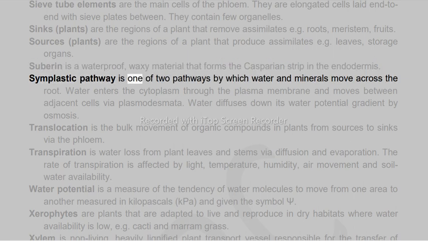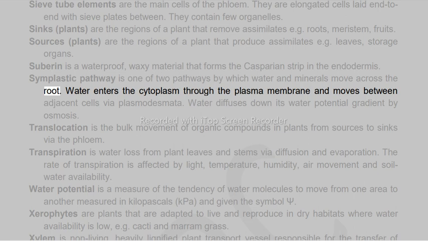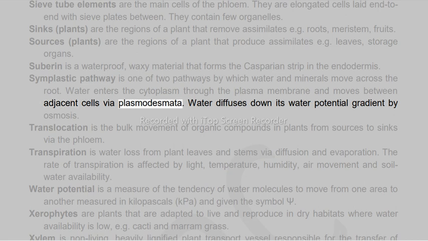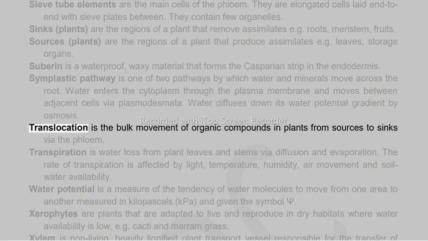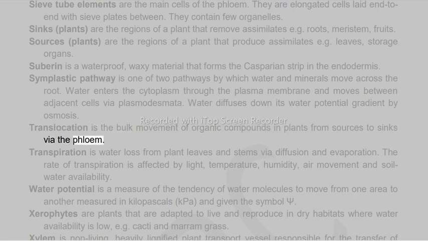Symplastic pathway is one of two pathways by which water and minerals move across the root. Water enters the cytoplasm through the plasma membrane and moves between adjacent cells via plasmodesmata. Water diffuses down its water potential gradient by osmosis. Translocation is the bulk movement of organic compounds in plants from sources to sinks via the phloem.